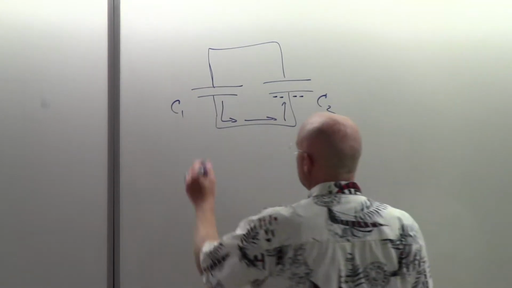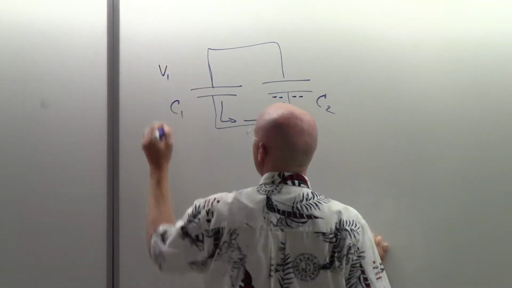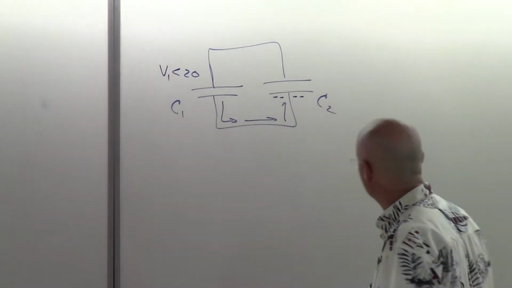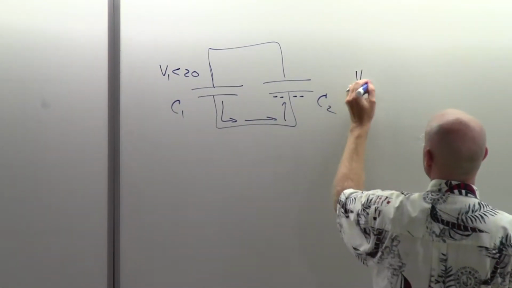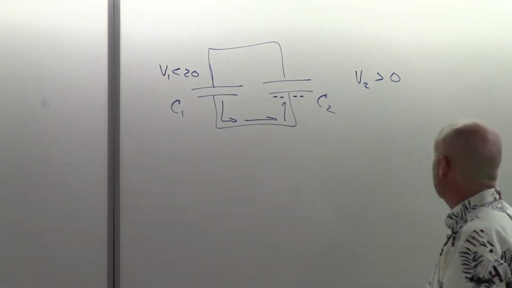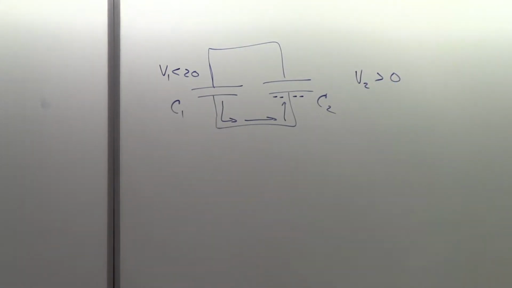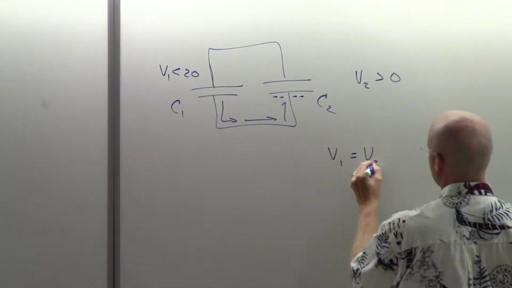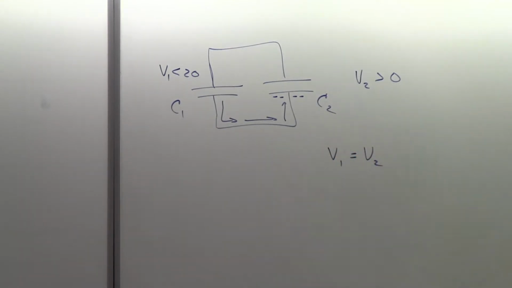And as it is building up, the voltage here, V1, will go down. So it will be less than 20. The voltage here, number 2, will go up. It'll be greater than 0. This will stop moving once V1 equals V2. But that doesn't necessarily mean they're 10.